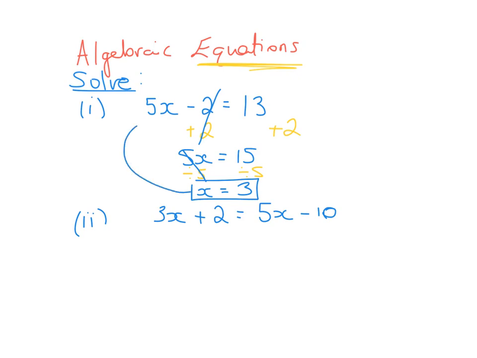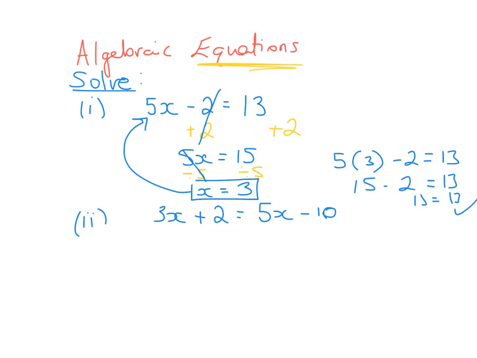And you can always do a check and sub it back in. So you do 5 bracket 3 minus 2 is equals to 13. So that's 15 minus 2 is equals to 13. So 13 is equals to 13. So that's your first one.